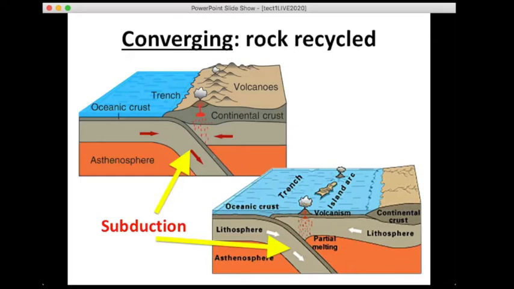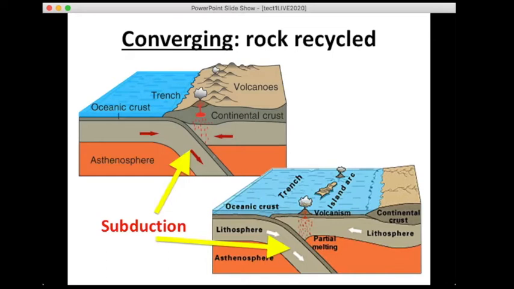So trenches are the deepest spots on Earth. Almost all of them occur around the Ring of Fire. And so you've probably heard of the Marianas Trench. That's south of Japan, and it's where the Pacific Plate is diving deep underneath.